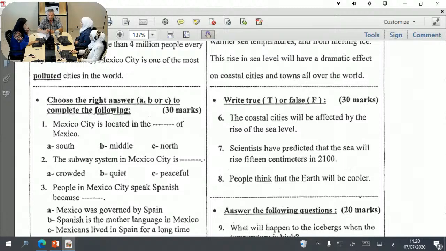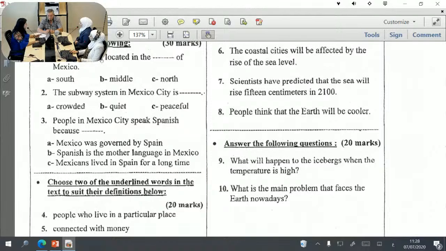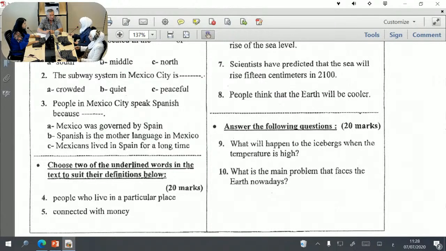Go down, Ms. Sabrine. Definitions. They have three underlined words, and they have to choose two of them to suit the definitions. Yes. For the multiple choice, I would like to say that if they write the letter and the word, it's correct. If they write the word, it's correct. If they write only the letter, it's correct. But make sure not to write two answers.